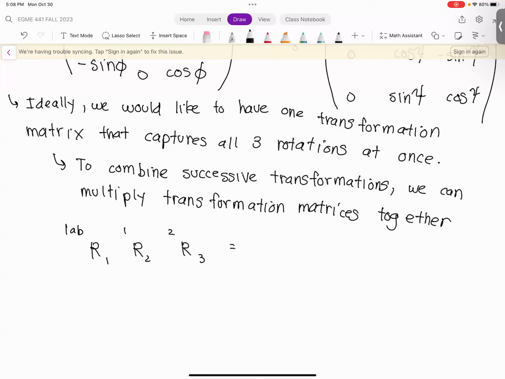And then we did a roll rotation, so that's going to be 2 R3. If you notice here, when I multiply these transformation matrices together, the inner dimensions should be the same. So you can see that we're multiplying lab R1 to 1 R2. So these two have to match. Same thing here.